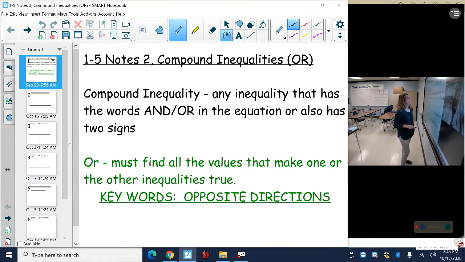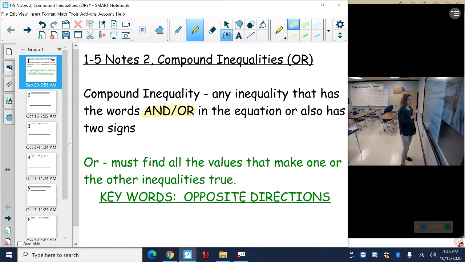Okay, guys, 1.5 notes 2. This is compound inequalities. There are two of them, an and an or. Today we're going to be learning about the or. A compound inequality is any inequality that has the words and or in it.